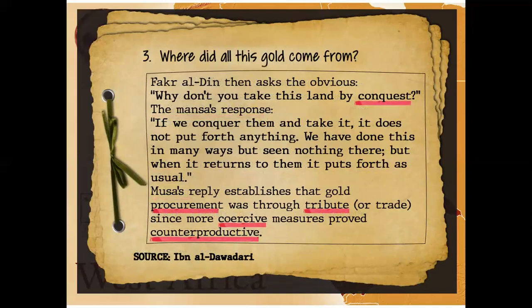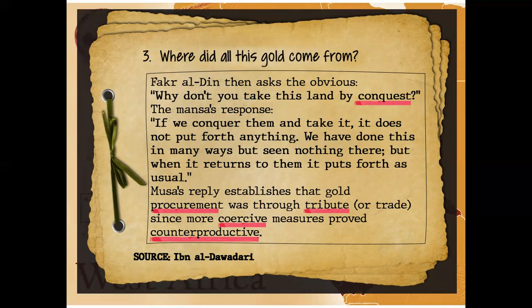Fakhr al-Din then asks the obvious. Why don't you take this land by conquest? The Mansa's response. If we conquer them and take it, it does not put forth anything. We have done this in many ways, but seen nothing there. But when it returns to them, it put forth as usual. Musa's reply establishes that gold procurement was through tribute or trade, since more coercive measures proved counterproductive.